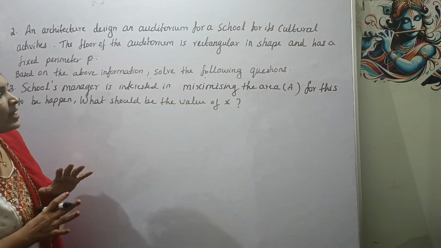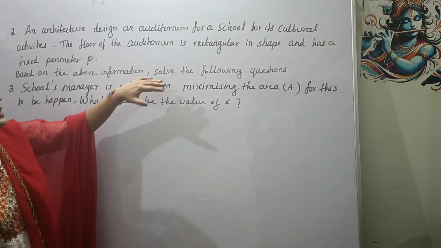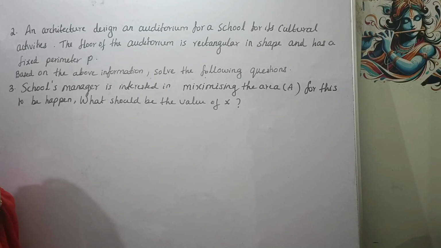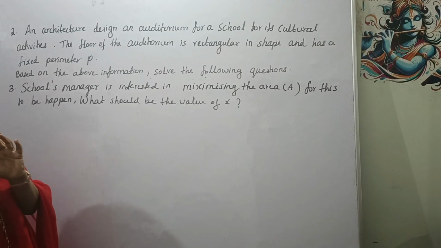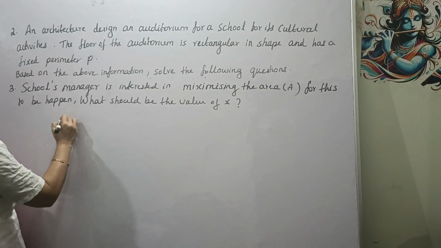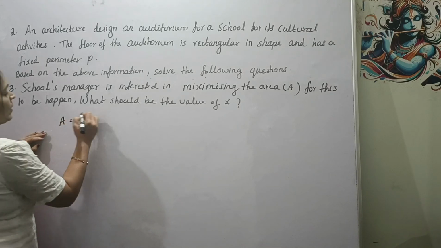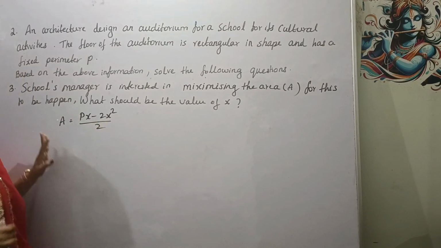Here we have to find at what value of x the area of the rectangular region is maximum. For that, the area should be expressed as a function of x, right? So A is equal to, as we got in the second question, a function of x: (px minus 2x square) divided by 2.